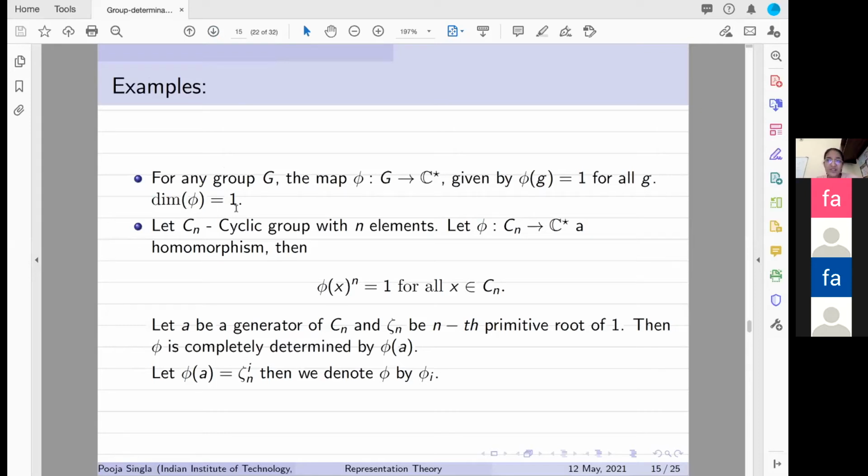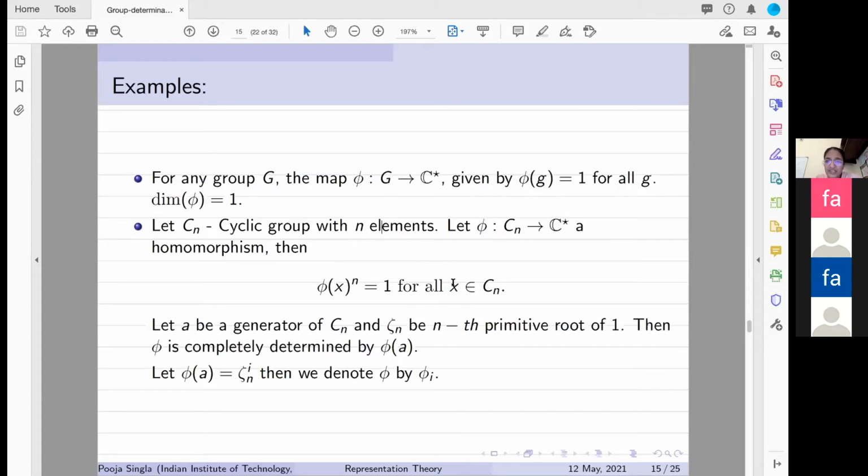Right? It's a one-dimensional representation of a group G. So for example, let's take Cn to be the cyclic group with n elements. This is back to our Z mod 3Z problem. And I take phi to be a homomorphism from Cn to C star. Then because it's a homomorphism, I should have that phi(x)^n is equal to 1 for all x in the cyclic group Cn, which means the only possible images that I can get are nth roots of unity.